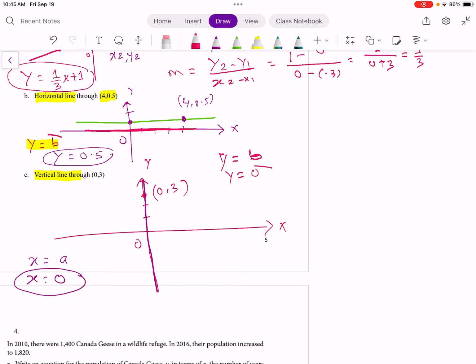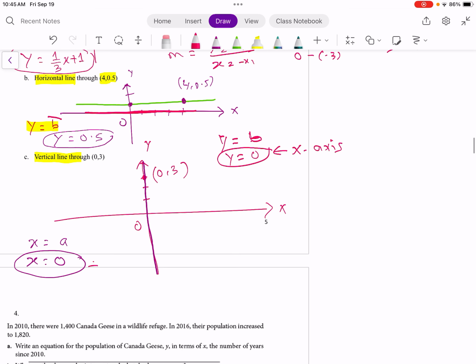So y equals 0 means this is the x-axis. Do not get confused. It's the same thing. And x equals 0 is the same as the y-axis. You can rewrite your x-axis as y equals 0. You can rewrite your y-axis as x equals 0. Okay? Any question?